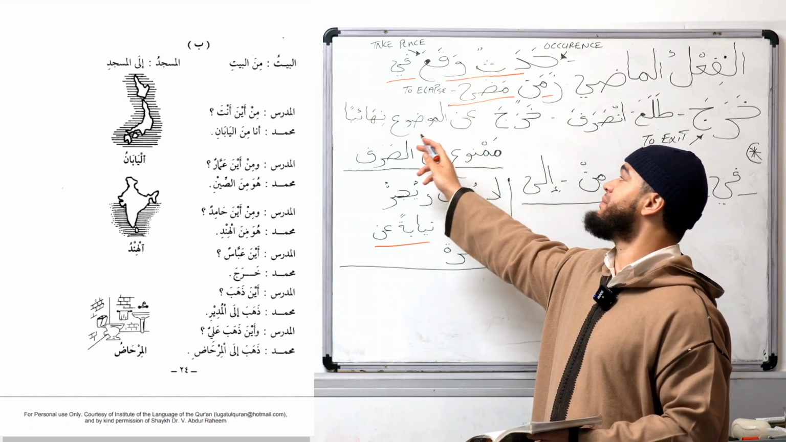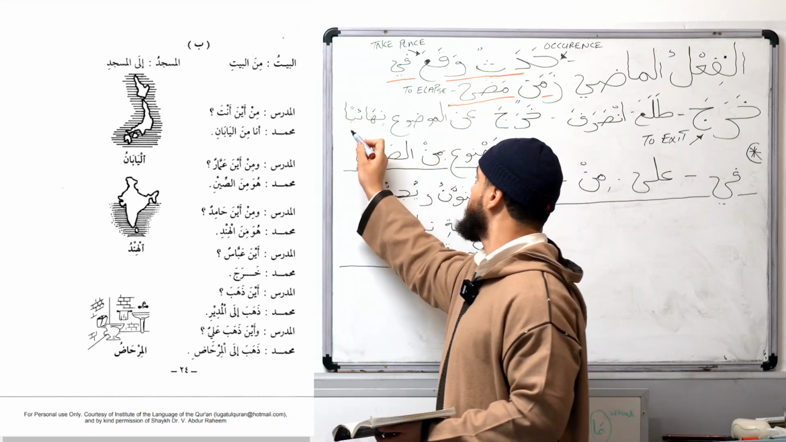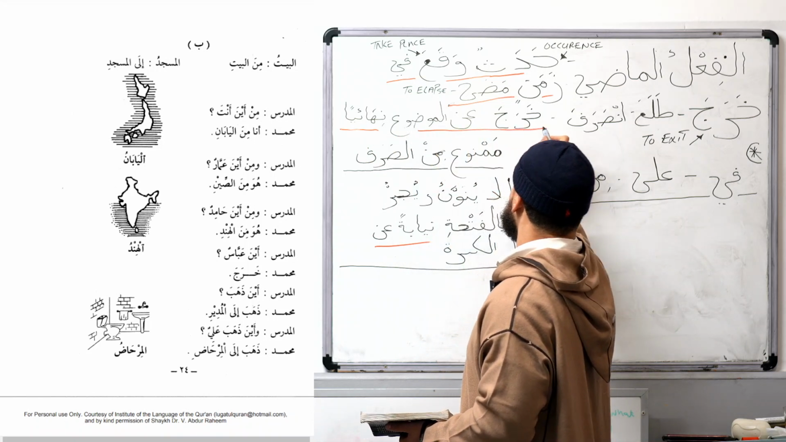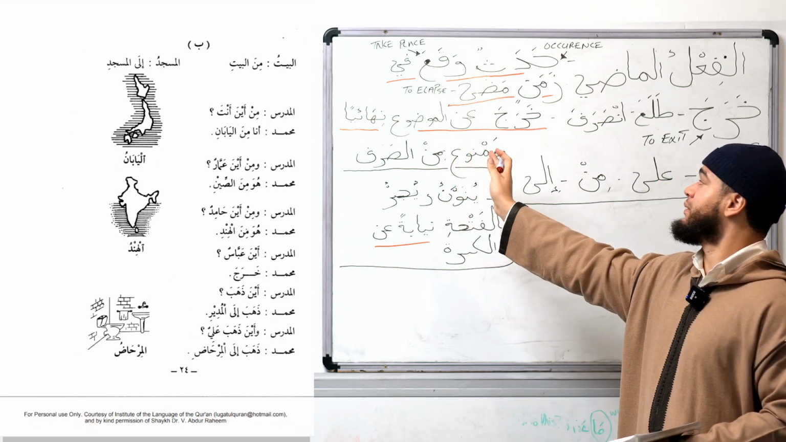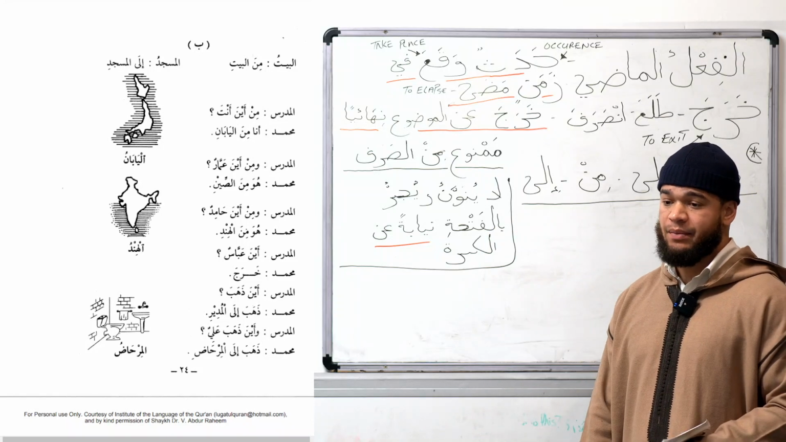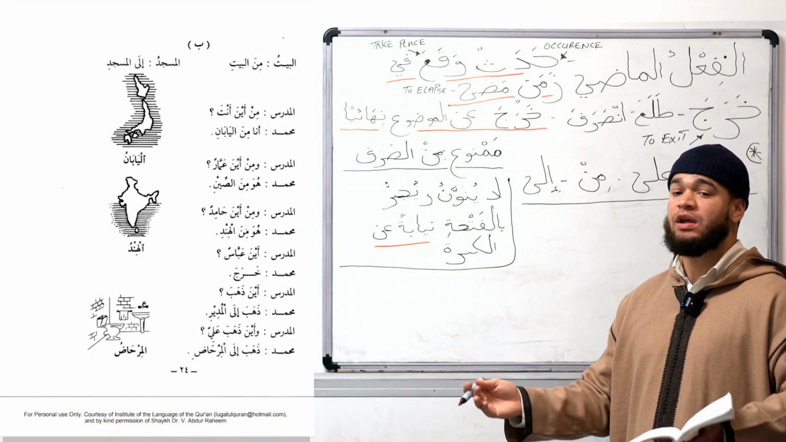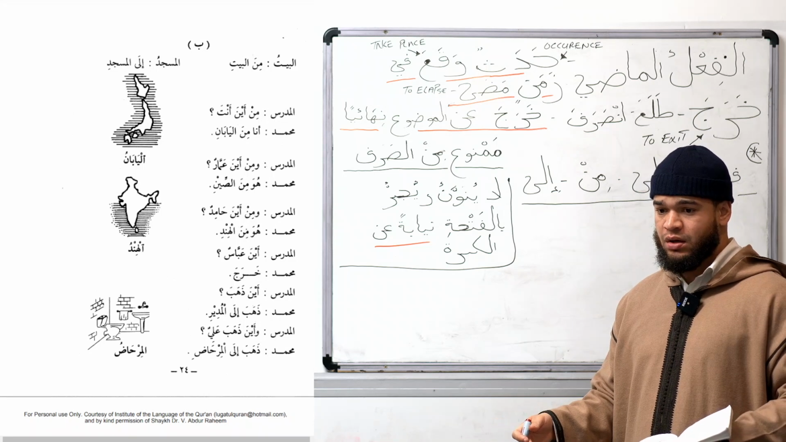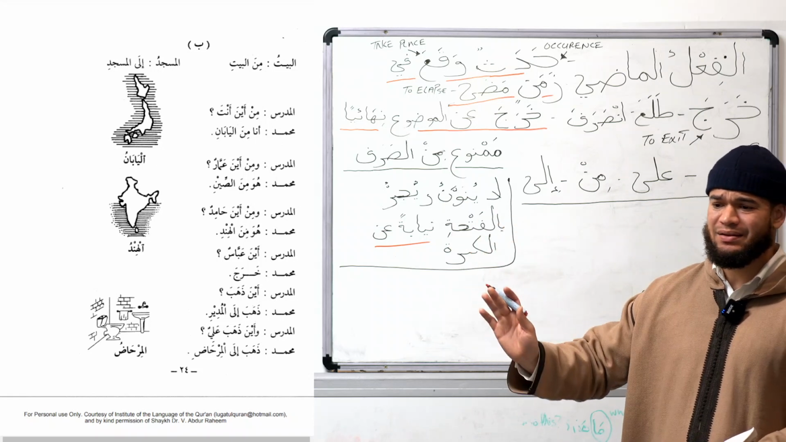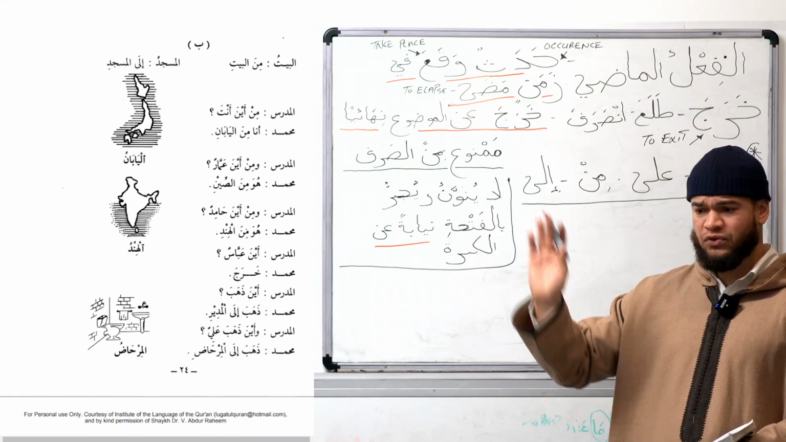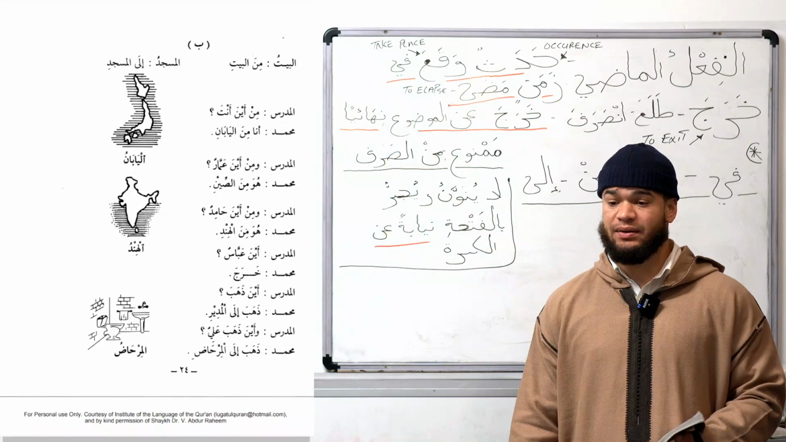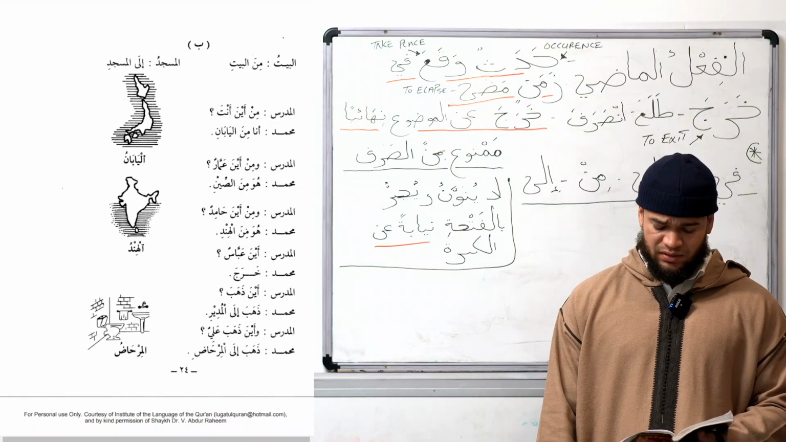رجل خرج عن الموضوع نهائيا. The man exited from the mawdu', the subject, nihaiyan. Basically, he went off topic completely. For example, if we are all speaking, ذَٰلِكَ الرَّجُلُ, that man, خَرَجَ عَنِ الْمَوْضُوعِ نِهَائِيًا. Yani, he completely went off topic. He exited from the mawdu' which we were talking about. نِهَائِيًا means completely. Yeah? That's an additional sentence for those that want that.